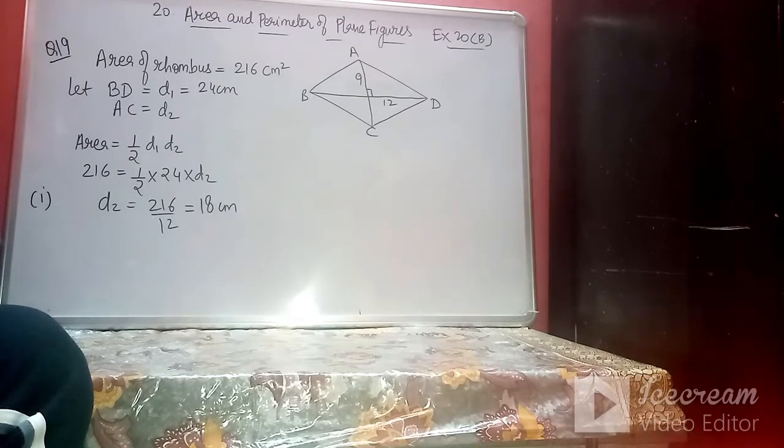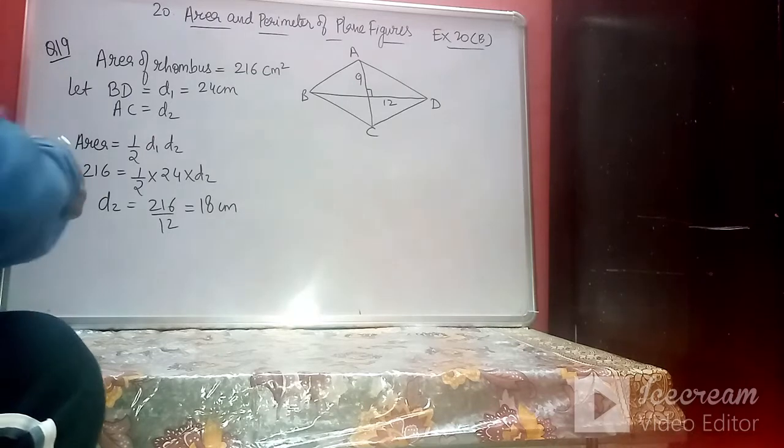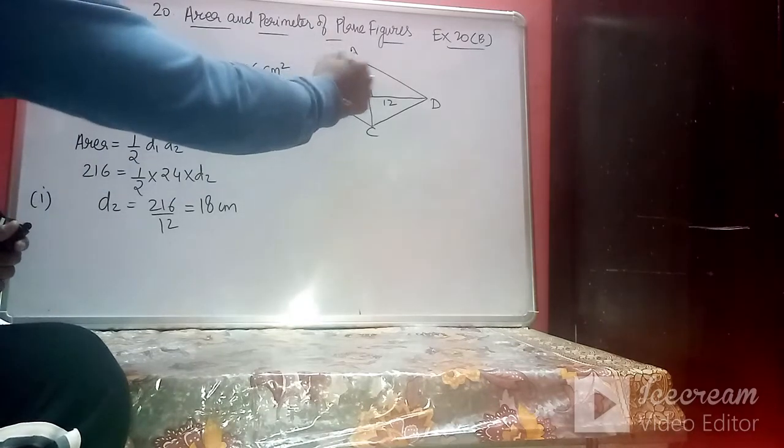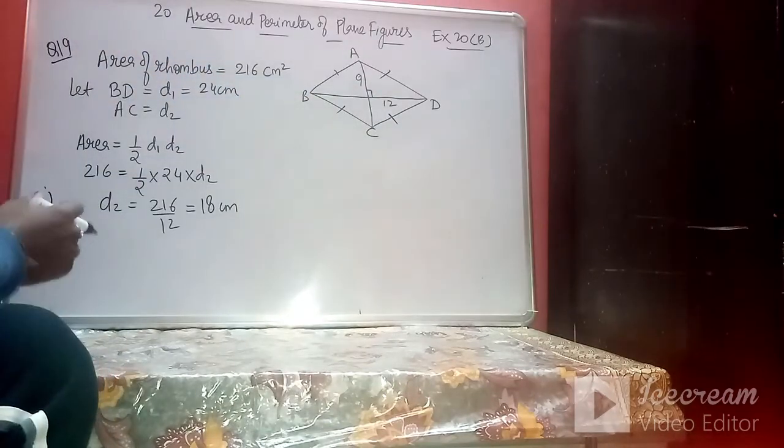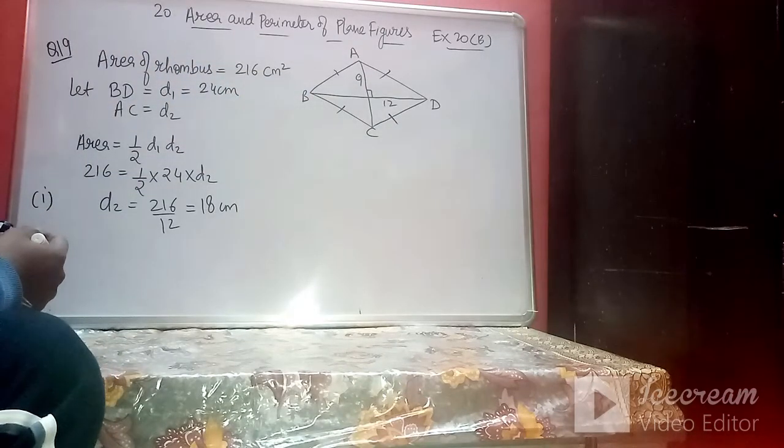So we know that in the rhombus all the sides are equal to each other. So I have constructed a rough figure of a rhombus. That means all sides are equal to each other. And one of the diagonal is 24 centimeter. We have to find the length of other diagonal, length of its side and perimeter.